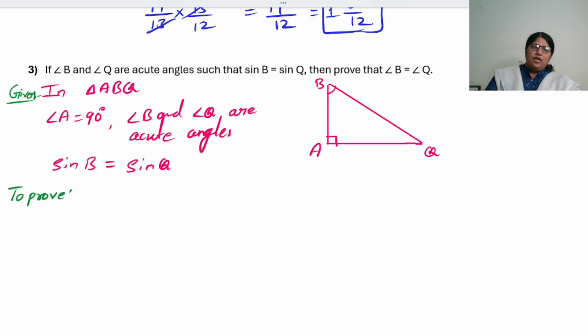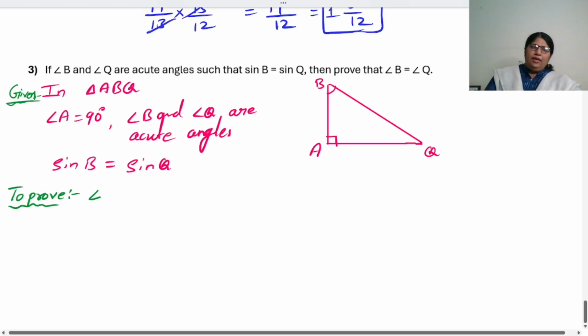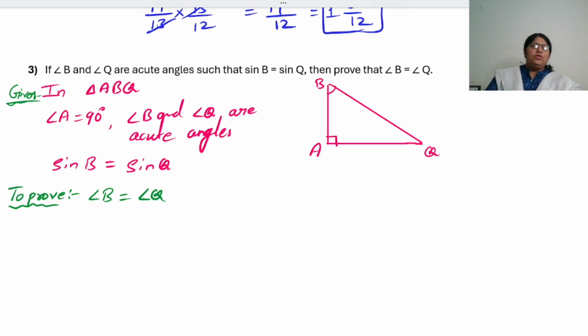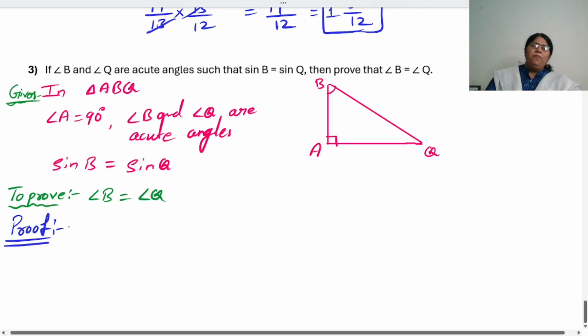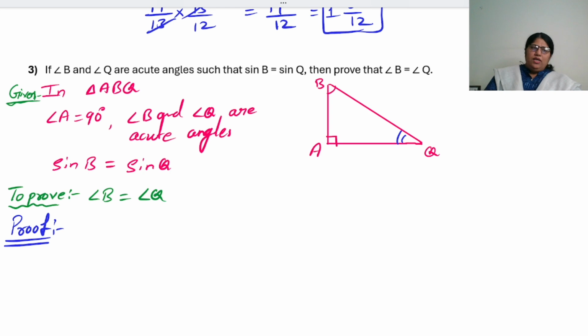Now what do I need to prove here? For any proving question, these are the steps you need to follow. Here it's given, then you have to prove that angle B is equal to angle Q. So if I can show that these two ratios are equal, or if it is an isosceles triangle, then automatically angle B is going to be equal to angle Q. How can we do it here? So let us go to the proving part. We always start with whatever is given. Now here there are two acute angles, and what is given is sine B is equal to sine Q, right?